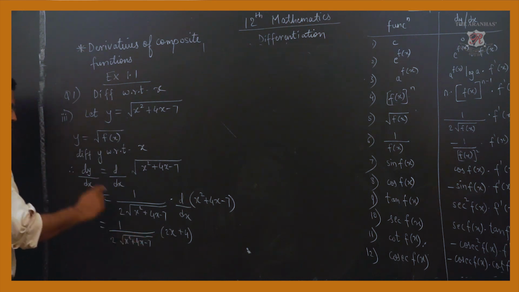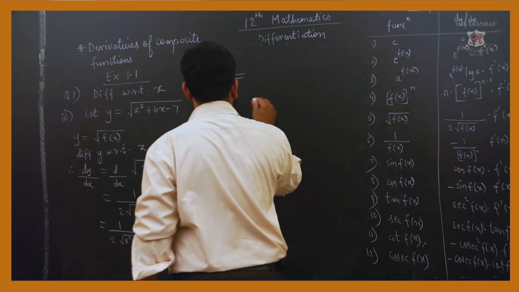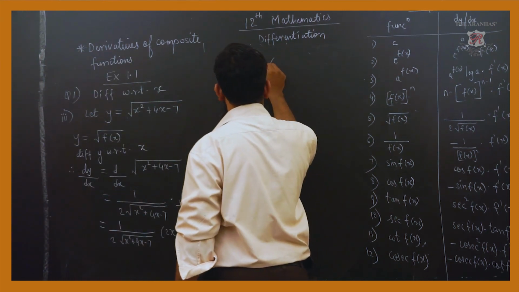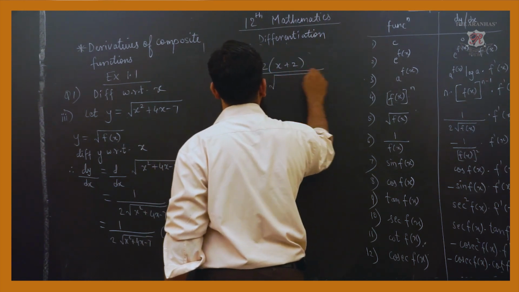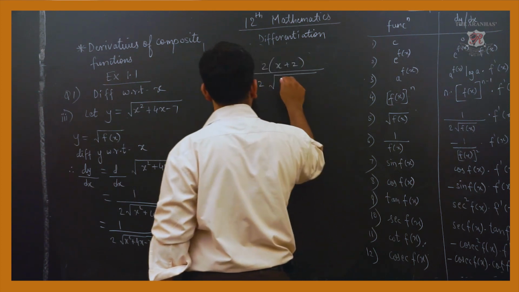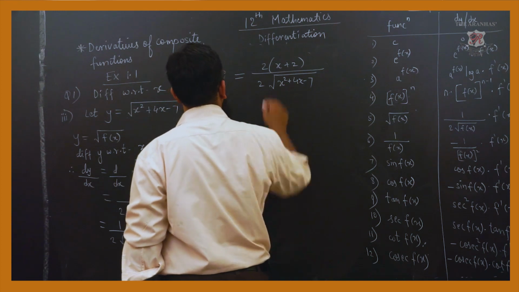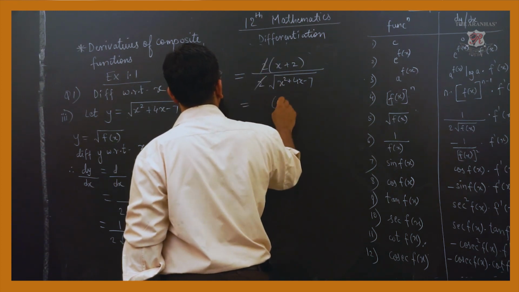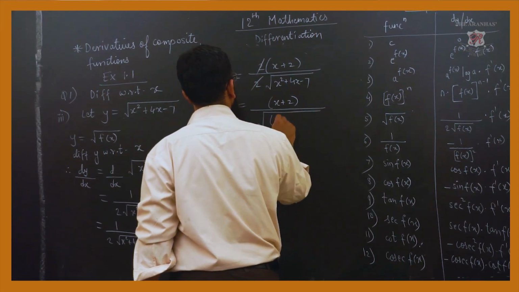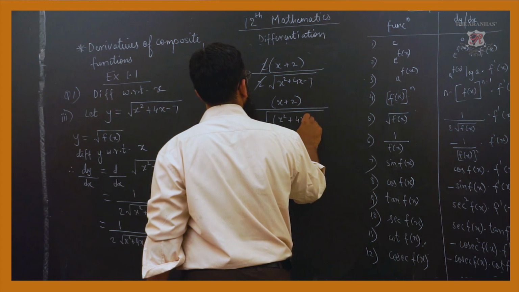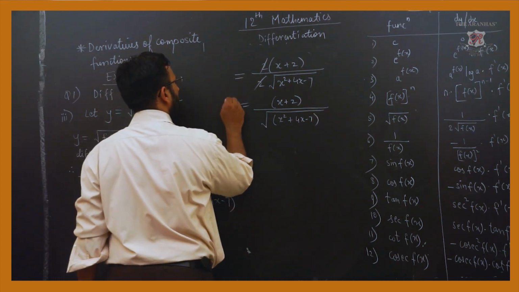Here one more thing we can simplify this further. See how to get the most simplified answer. You will take 2 common, and then you will have 2 times (x plus 2) upon 2 under root x square plus 4x minus 7. So this 2 and this 2 get cancelled, and the final answer comes out to be (x plus 2) upon under root x square plus 4x minus 7. So this will be our final.